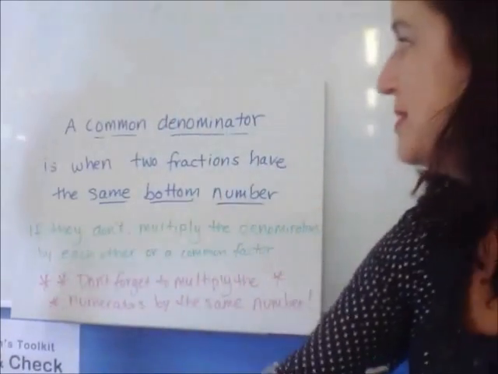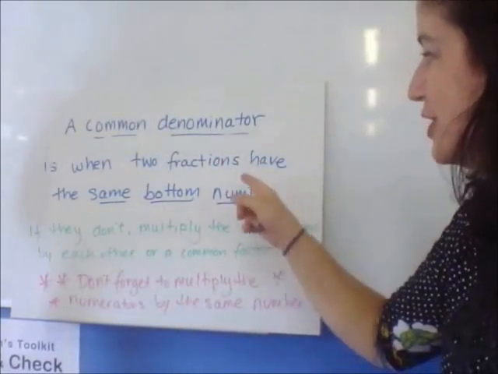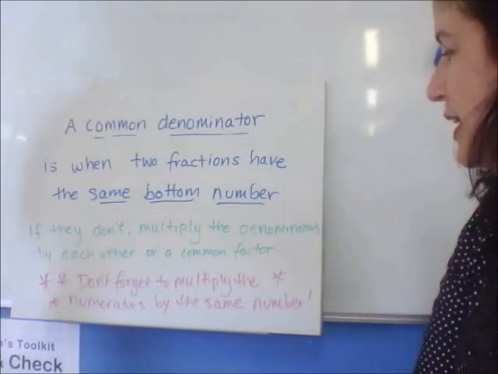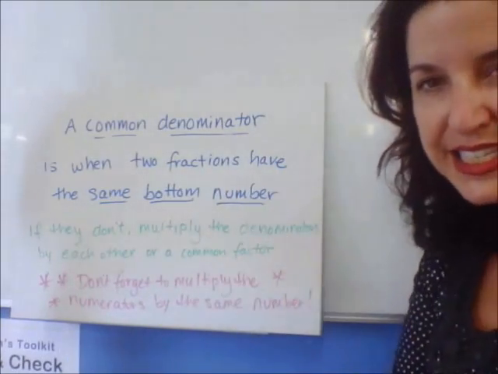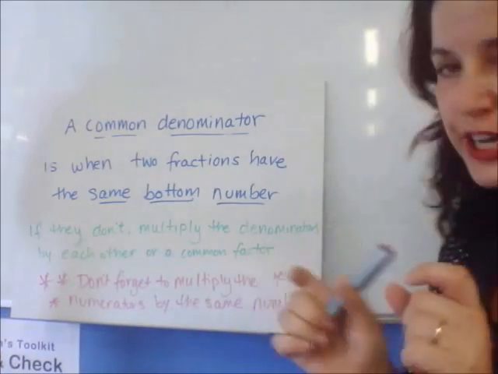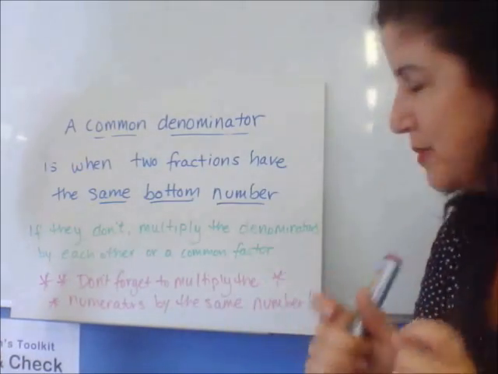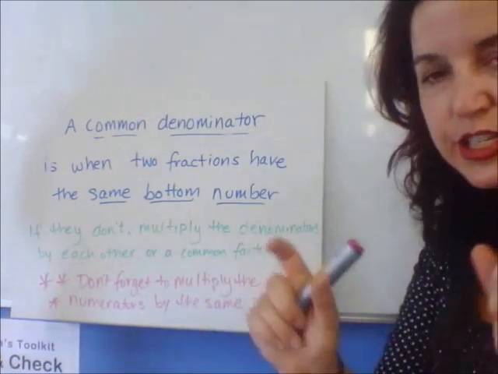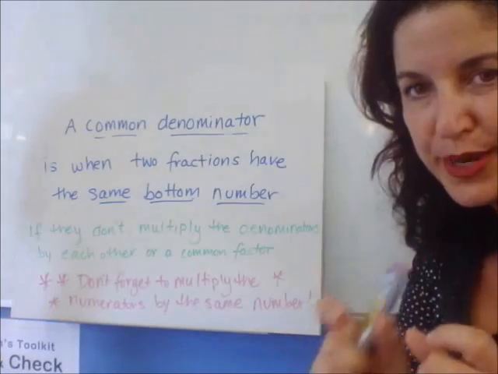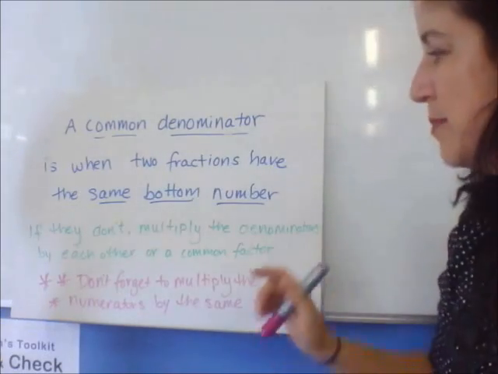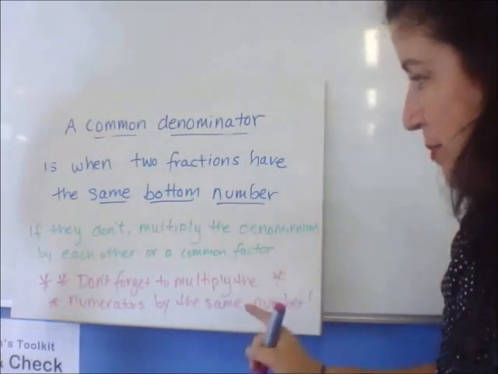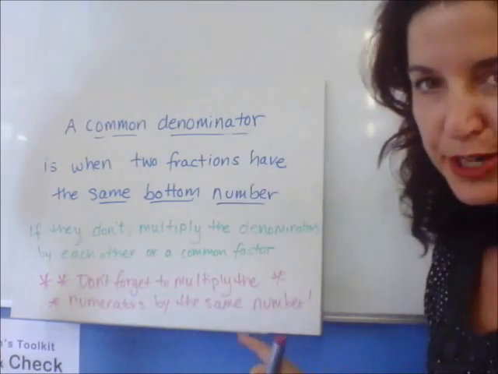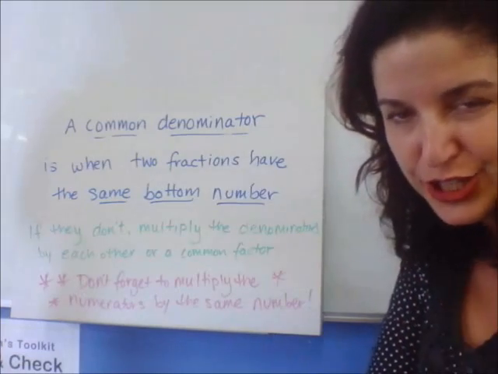So a common denominator is when the two fractions have the same bottom number, but they don't always have the same bottom number. Okay, if they don't, the easiest thing to do then is to find a number that they can both be multiplied by, like a common factor, or if that's not very easy, you can just multiply the two bottom numbers by each other. But be careful. This is really important. Don't forget to multiply the numerators by the same number. Otherwise, you change the value of the fraction.